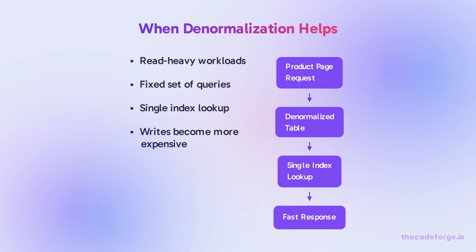Denormalization shines when you have a read-heavy workload with a fixed set of queries. For example, an e-commerce product page that shows product name, category, and average rating. With denormalization, you store all that in one row. Reads become a single index lookup, but writes get more expensive. Updating a rating now requires updating every product row that references it.